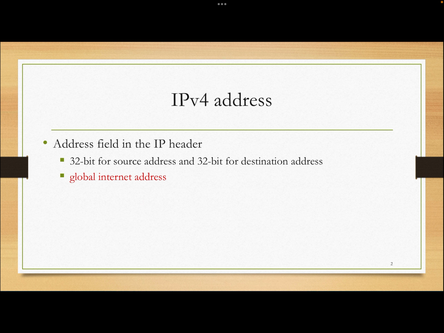In the address field of the IPv4 header, we have 32 bits for the source address and 32 bits for the destination address. The important thing is that this is a global internet address, meaning that at any one time, only one user is using this IP address. So they can pinpoint you, back to your device, who is using the IP address right now.